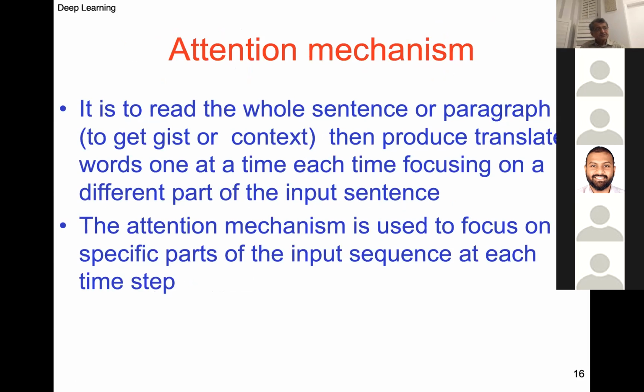All right, so there are different types of attention models. We'll talk about it in the next segment on attention models. We have what's called self-attention, where we evaluate which parts of the words are more important in any given context, and remember those kinds of things rather than everything. The attention mechanism is used to focus on specific parts of the input sequence at each time step.